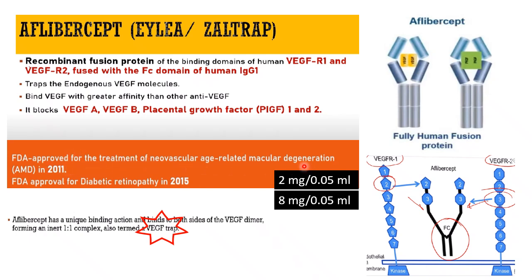FDA approved for neovascular AMD in 2011. FDA approved for diabetic retinopathy in 2015. It comes in two doses, 2 mg per 0.05 ml. 0.05 ml is the amount that we inject, okay? Also available as 8 mg per 0.05 ml. So that is about VEGF.